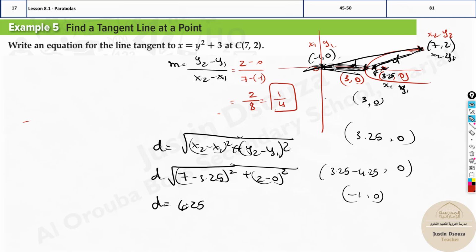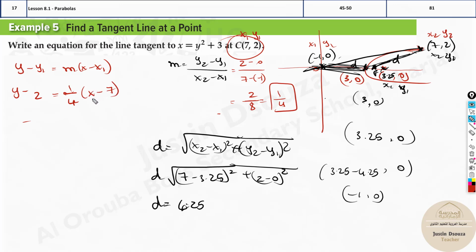Now we have the 2 points and we have the slope. How do we write the equation? That is from this formula over here: y minus y1 equals m into x minus x1. I hope you remember these formulas. Now just substitute. Here, don't substitute the other point. Generally, we take the given point. So this is x1, y1. So it's y minus 2, m is 1/4 or 0.25 into x minus x1, which is 7.